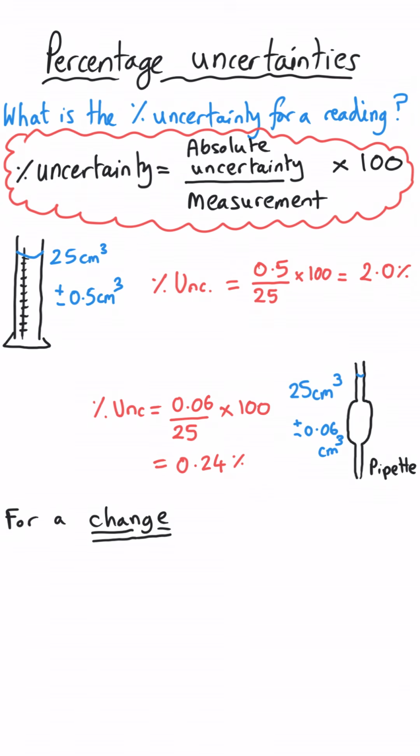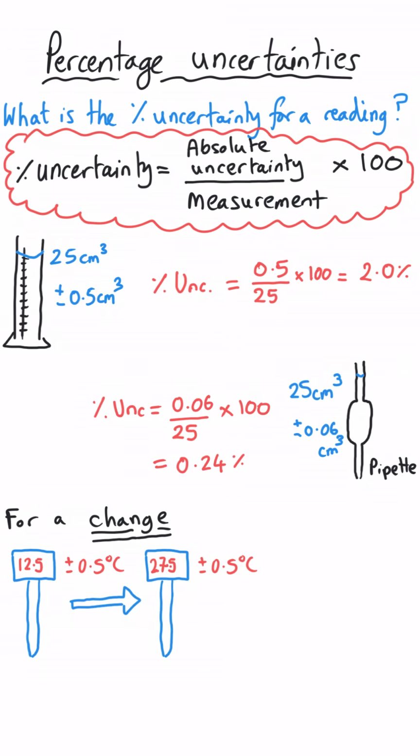Additionally, if you are measuring a change in something, for instance a change in temperature, using a thermometer that was accurate to the nearest 0.5 of a degree C, and let's say the first temperature that you recorded with your thermometer was 12.5 degrees C, and then later you measured 27.5 degrees C. So that is obviously an increase, a change of 15 degrees C. But the first measurement could have been out by plus or minus 0.5. The second measurement could also have been out by plus or minus 0.5.